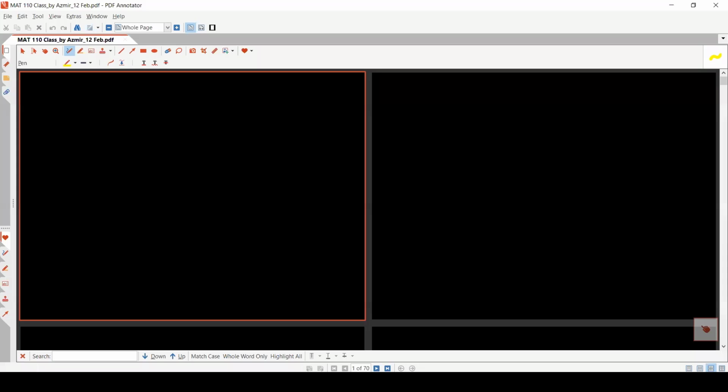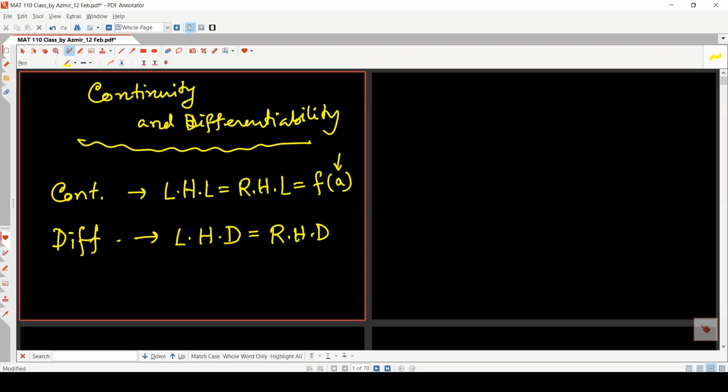Hello everyone. We already have the idea of continuity and differentiability from our previous classes, okay? So here we are going to again review continuity and differentiability. So what is continuity? If a function is continuous, then left-hand limit and right-hand limit and functional value at x equals a, all this will be same. Then we can say that the function is continuous.